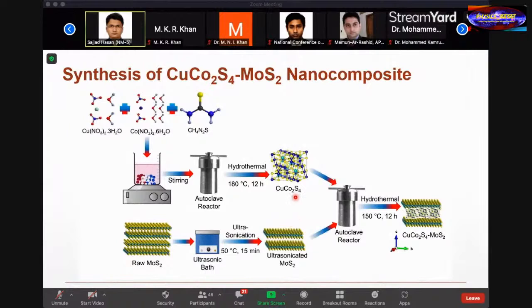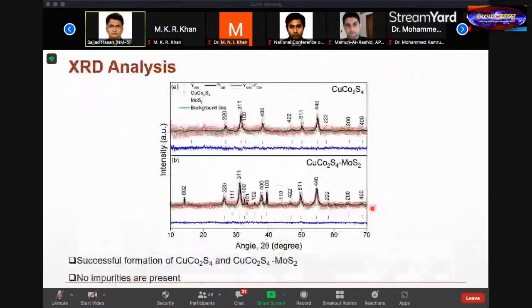We have taken a facile synthesis technique to produce copper-cobalt sulfide MoS2 nanocomposite. At first, to produce copper-cobalt sulfide, we mixed stoichiometric amounts of nitrate salt of copper, cobalt, and thiourea. Then we transferred it to an autoclave for hydrothermal treatment. In the meanwhile, we ultrasonicated raw MoS2 and mixed it with the synthesized copper-cobalt sulfide and transferred it to an autoclave for hydrothermal treatment. The resultant product was washed and dried in vacuum for our further investigation.